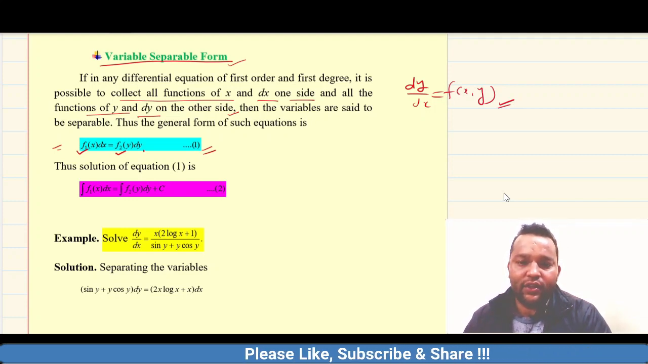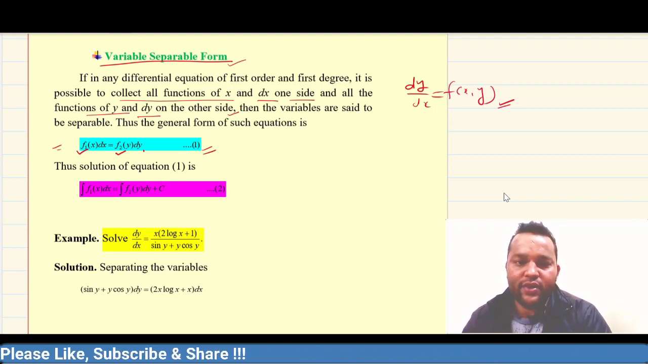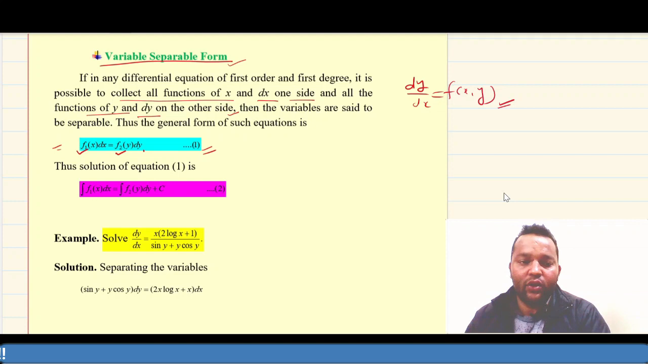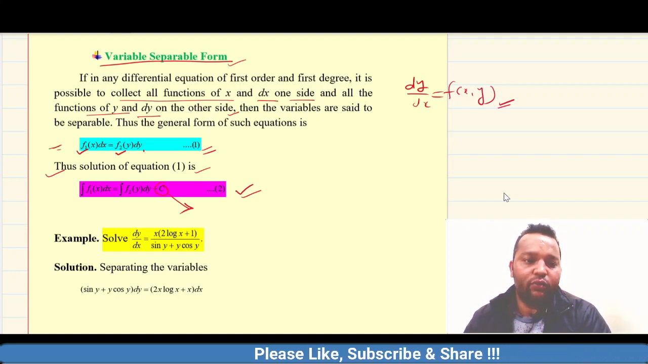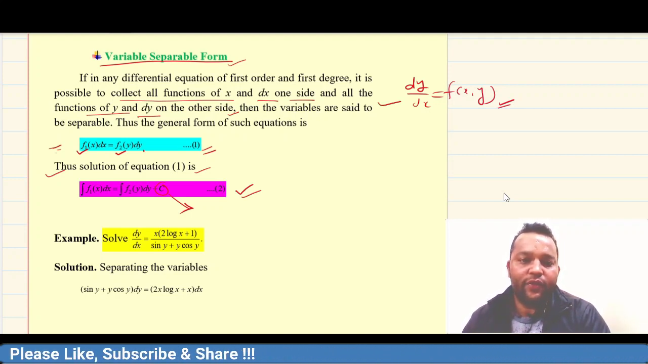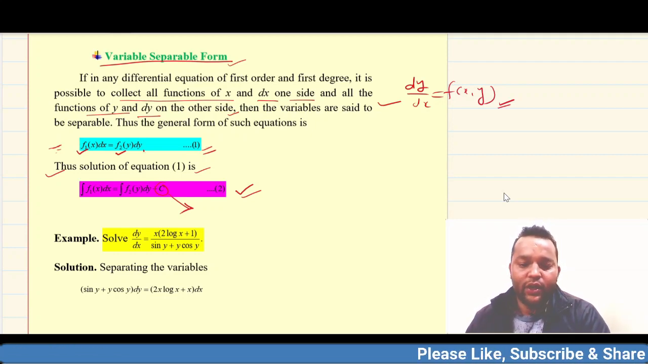If any equation of first order and first degree can be expressed into variable separable form, then its solution can be directly written by simply integrating both the sides and adding the constant of integration, that is c, on any one of the sides. Then by equation 2 we can write its solution when the given differential equation can be expressed into variable separable form.